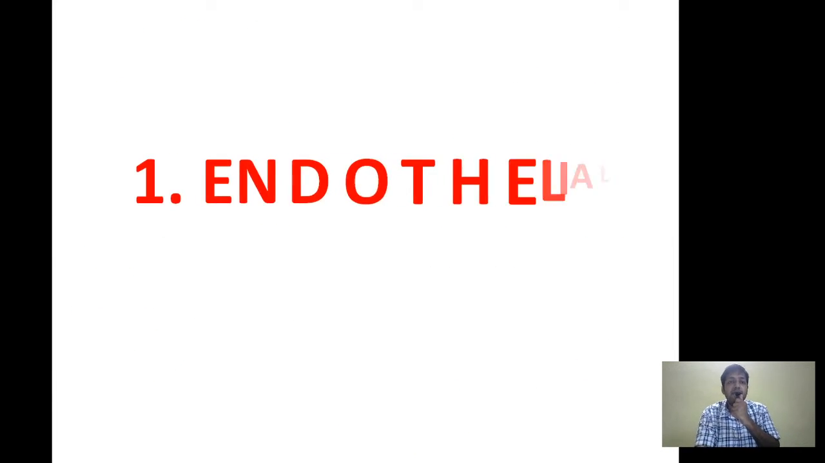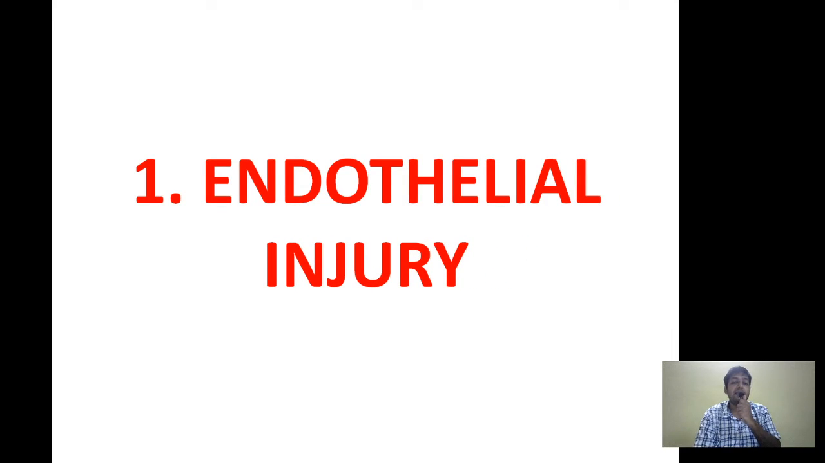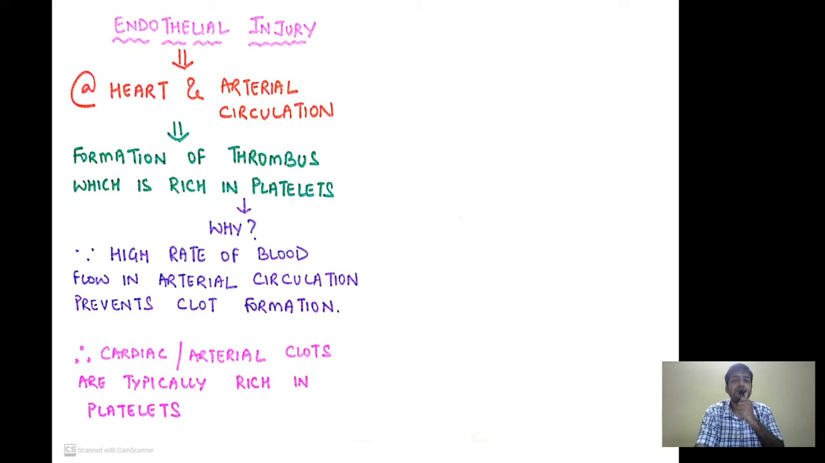Let us move ahead. Now we are going to see the basic important parts of thrombosis. The first important contributing factor towards thrombosis is endothelial injury. So let's see what happens during endothelial injury. Whenever there is an endothelial injury at the level of the heart or in the arterial circulation, there is a formation of a thrombus, but this thrombus is rich in platelets.